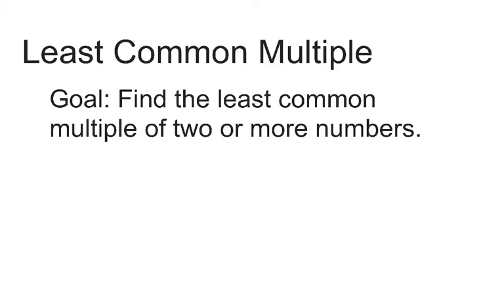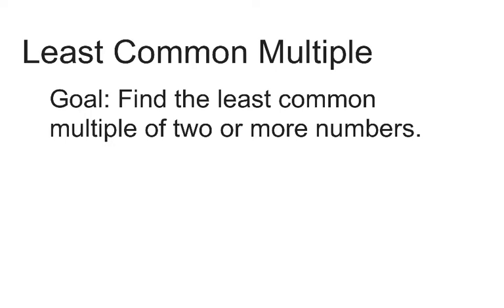Today we're going to be looking at least common multiple. In a previous video, you found the least common multiple of numbers by listing multiples. Well, today you're going to find the least common multiple of two or more numbers by using prime factorization. And you're really going to see how using prime factorization can make this a lot easier for you when you have very large numbers to find the least common multiple of.